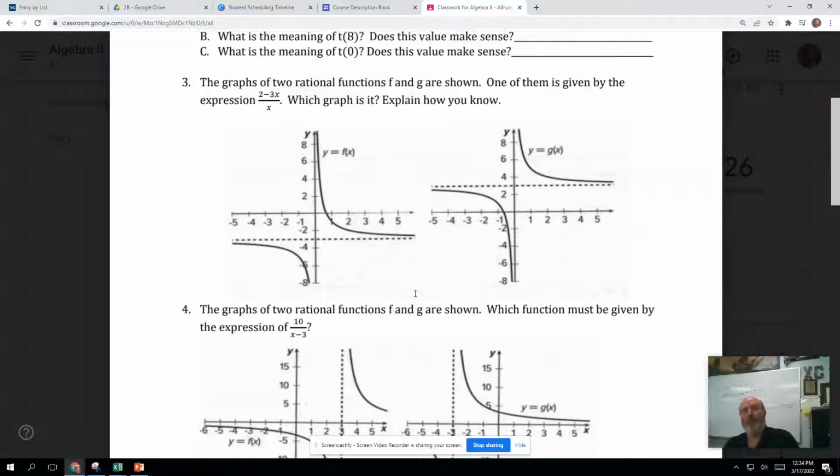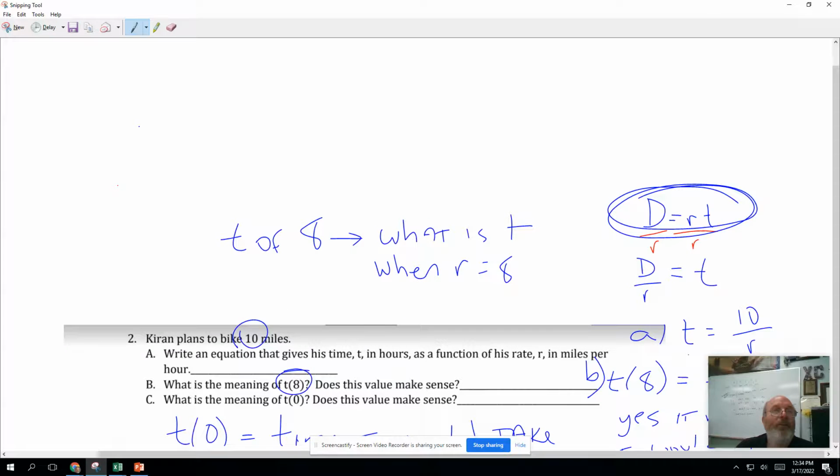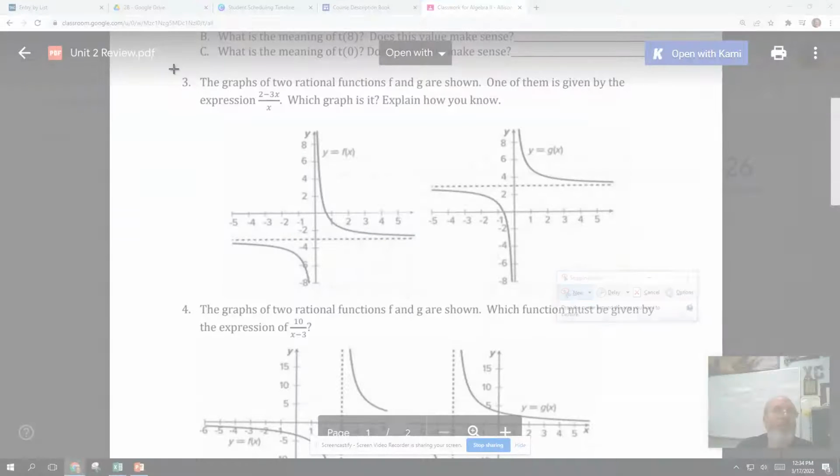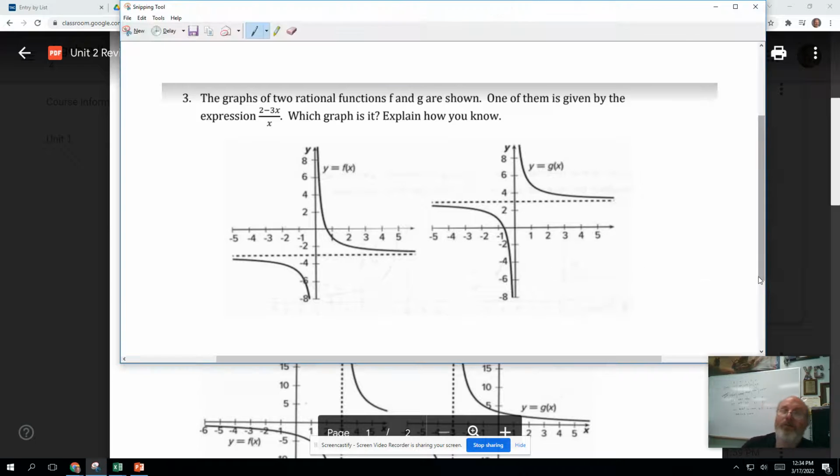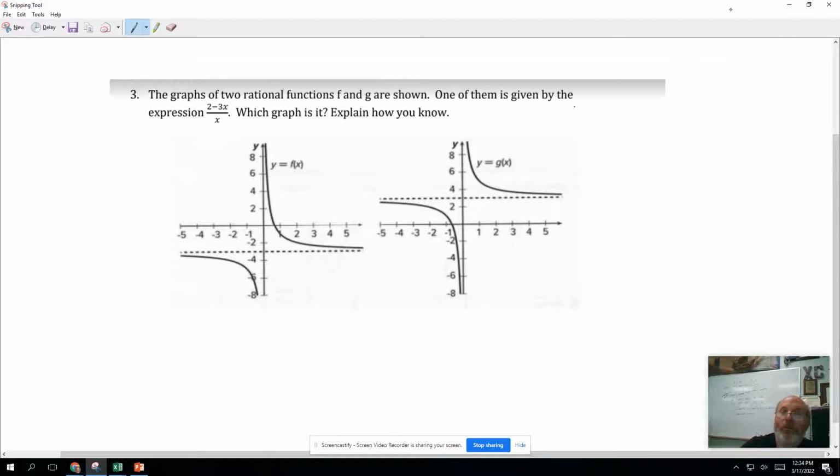You said you wanted to go do, which one do you want to do? 3 or 4. You can graph this expression on your calculator, (2 minus 3x) divided by x. In your y1, you put (2 minus 3x) divided by x. If you put that in your calculator, then you'll get the graph of this.